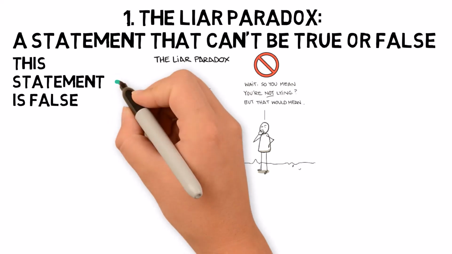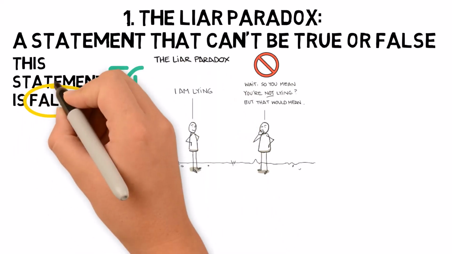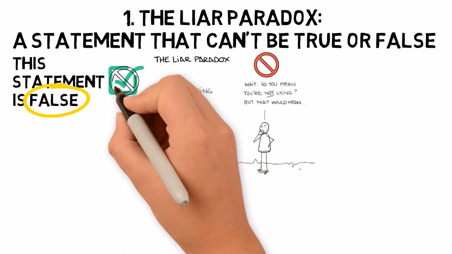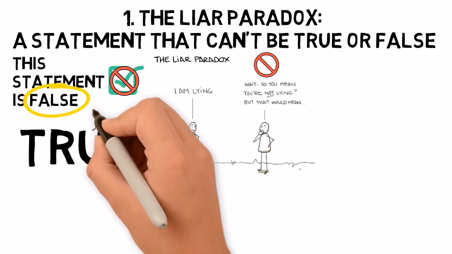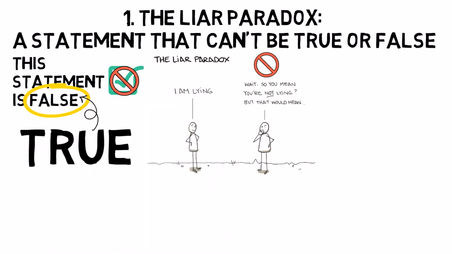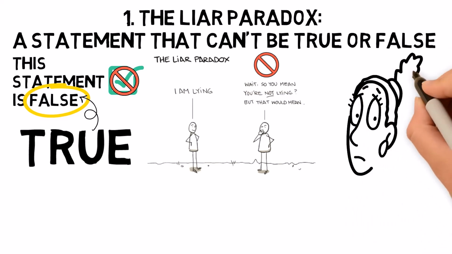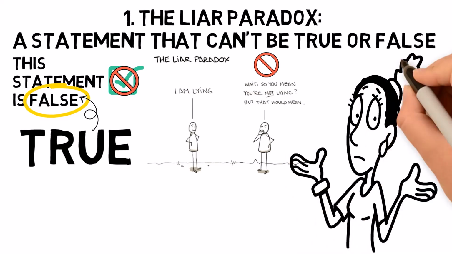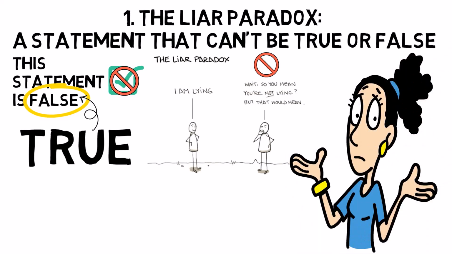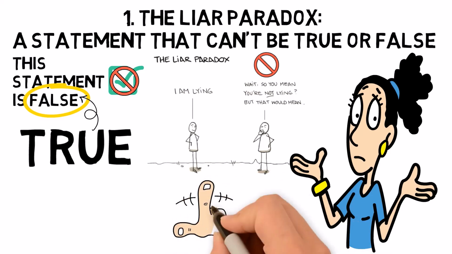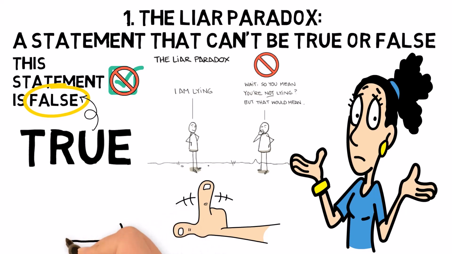If the sentence is telling the truth, then it must be false because that's what it says. But if it's false, then it must be true because it's correctly stating that it is false. This creates a loop where the sentence can't consistently be either true or false. This paradox shows us that not all statements can be easily classified as true or false, which challenges our understanding of truth itself.